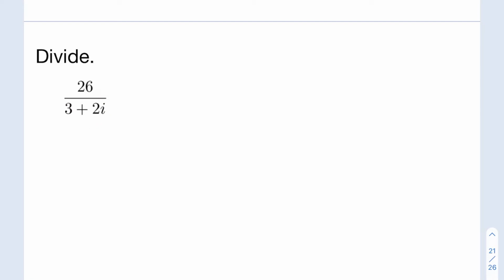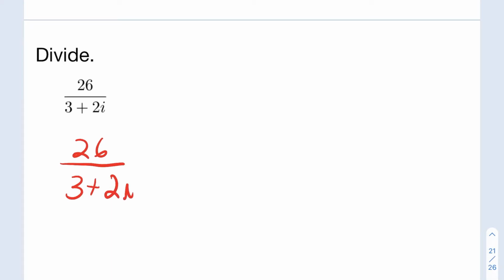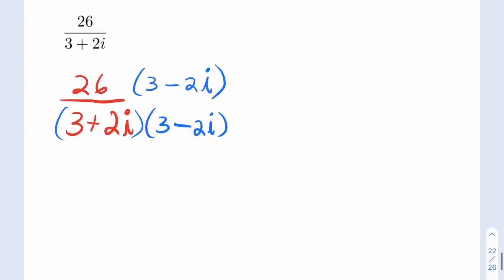So to do this division, anytime you're doing division by a non-real complex number, what you really want to do is multiply the top and the bottom of that fraction by the complex conjugate. So you multiply the bottom by 3 minus 2i and also the top, 3 minus 2i. The top I'm not going to multiply out quite yet. I'm just going to leave it as 26 times 3 minus 2i.